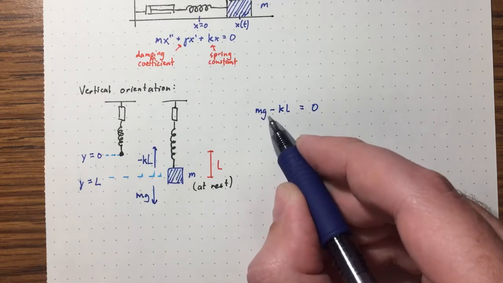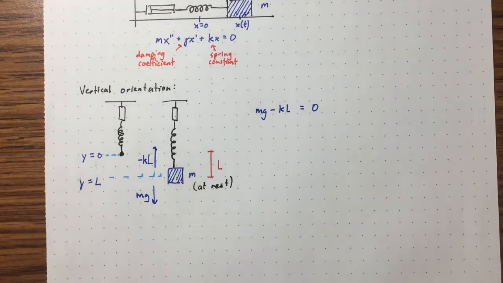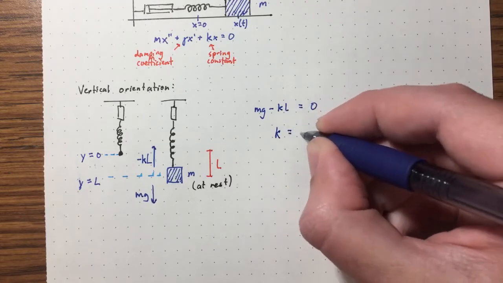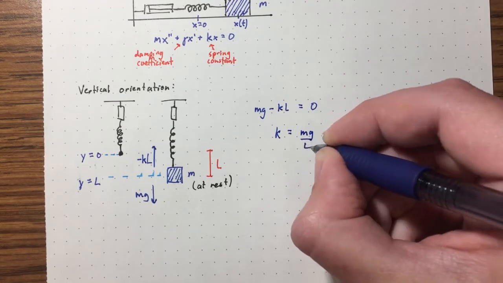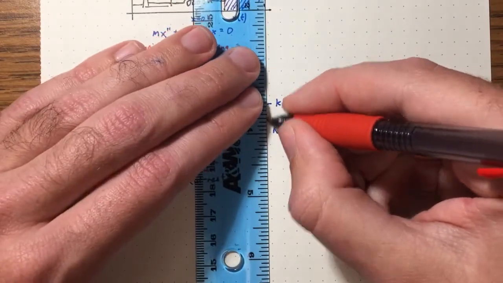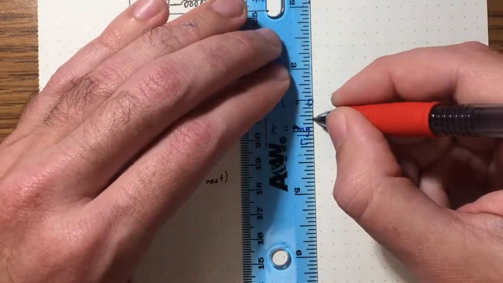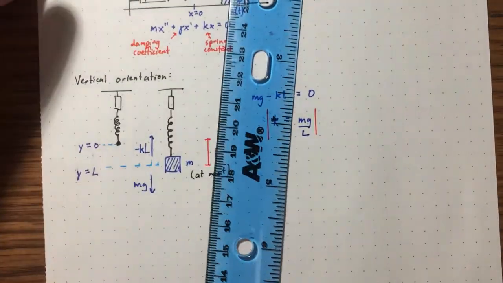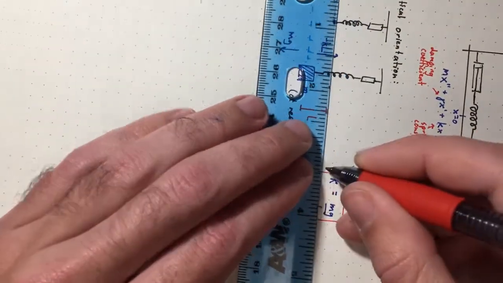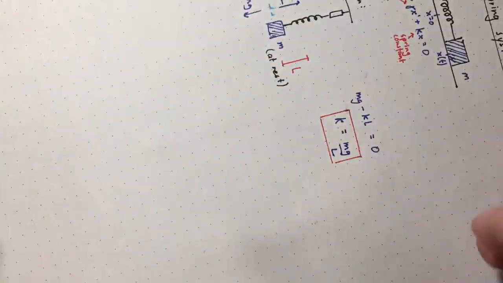But m, g, and L are known, right? We can measure L, so we can just solve this for K. mg equals KL, so K is going to be mg over L. So that's pretty cool. We can actually figure out the spring constant just by hanging a mass from the spring. So that's how to get the spring constant if we don't know it.